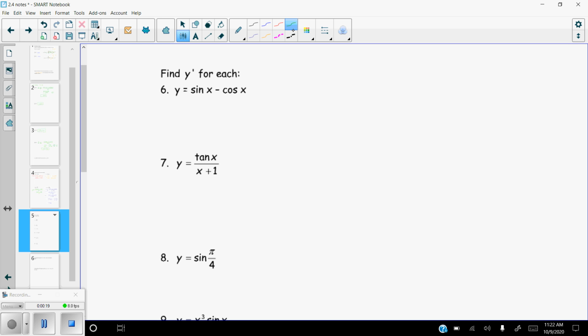So if I want to take the derivative of y, which is sine of x minus cosine of x, y prime is going to be the derivative of sine, which is cosine, minus the derivative of cosine, which is negative sine. So cleaning that up, you just get cosine of x plus sine of x. And that's it.